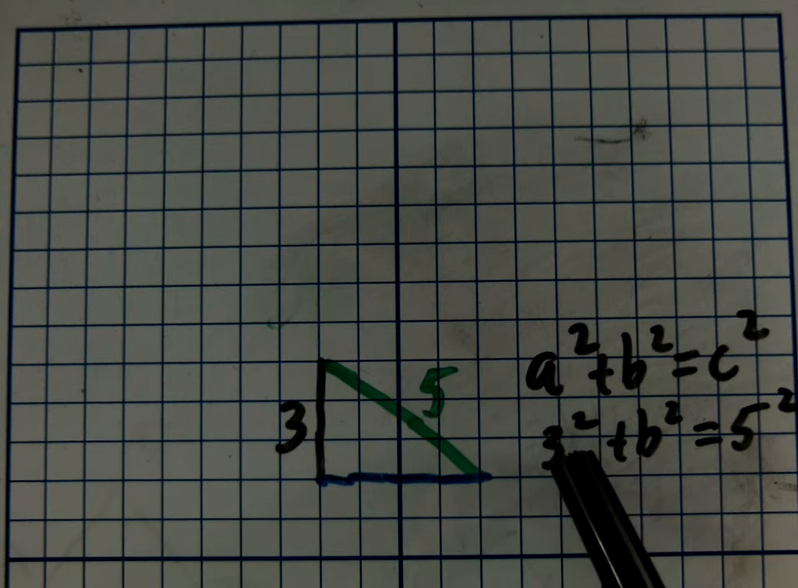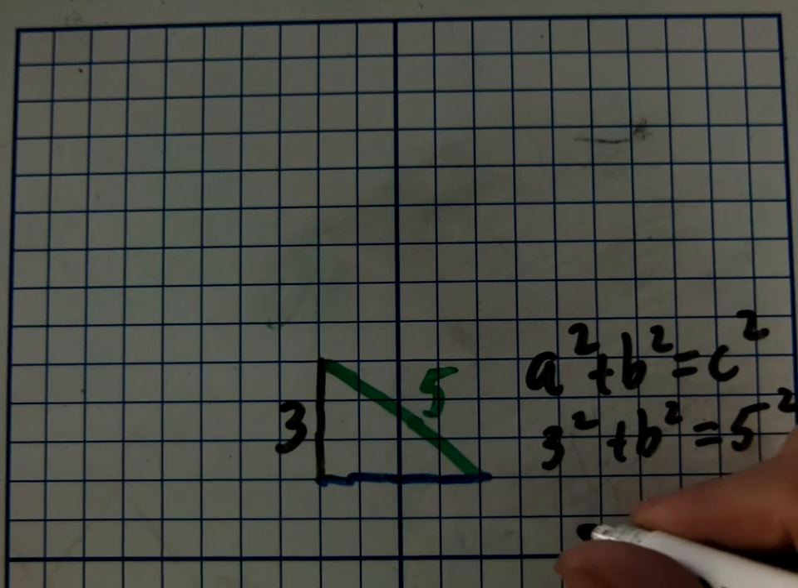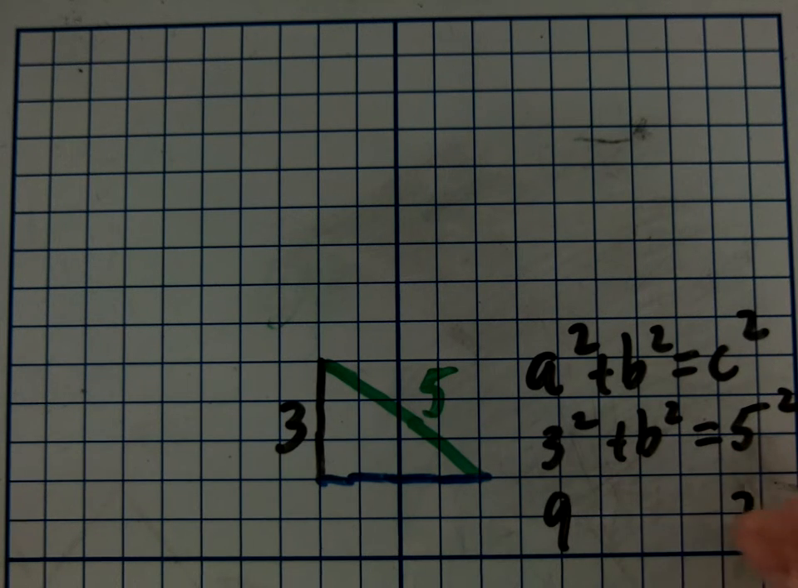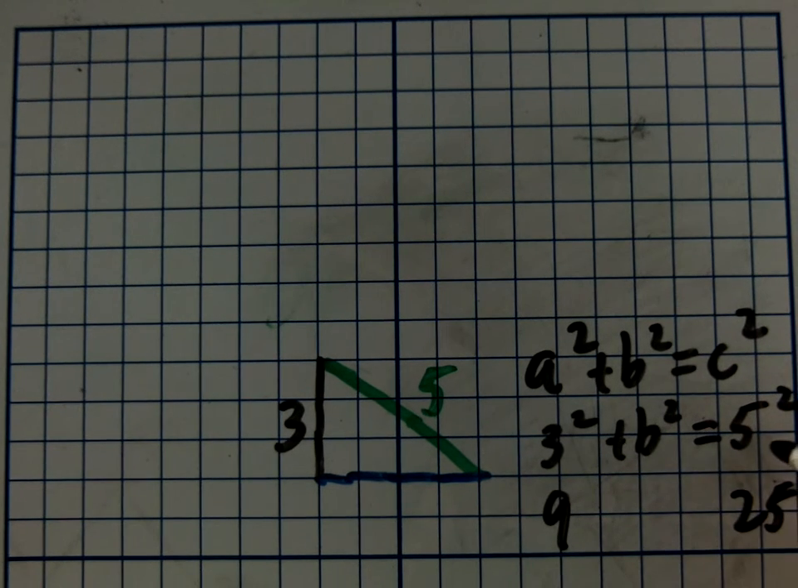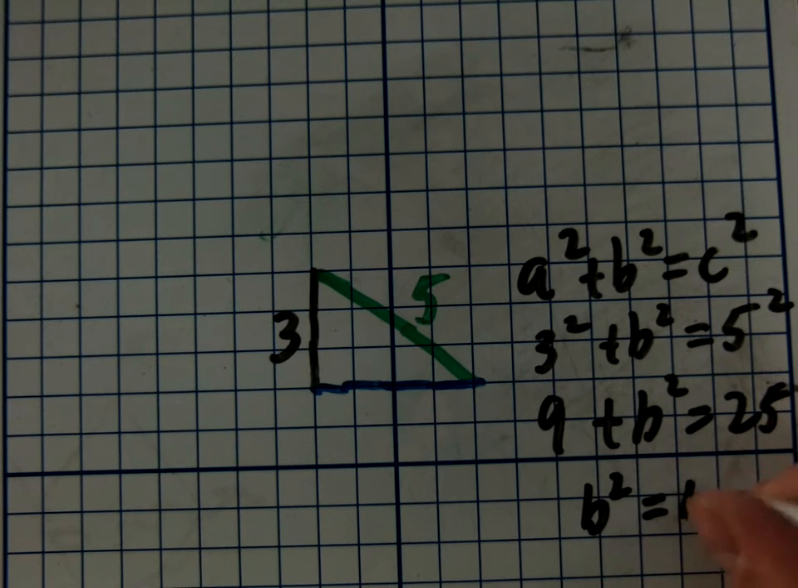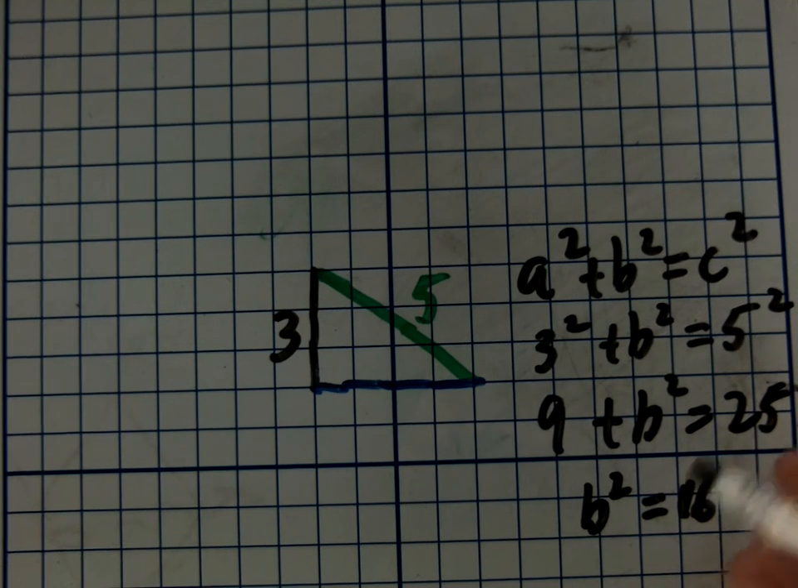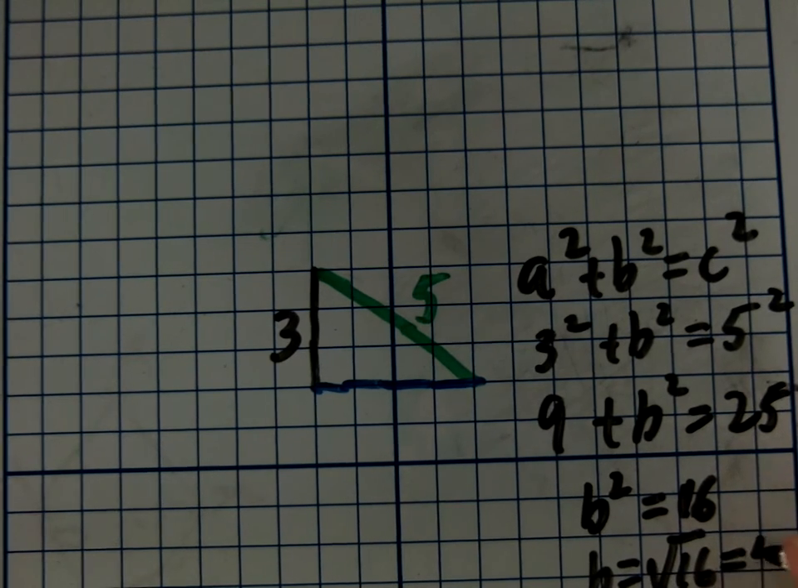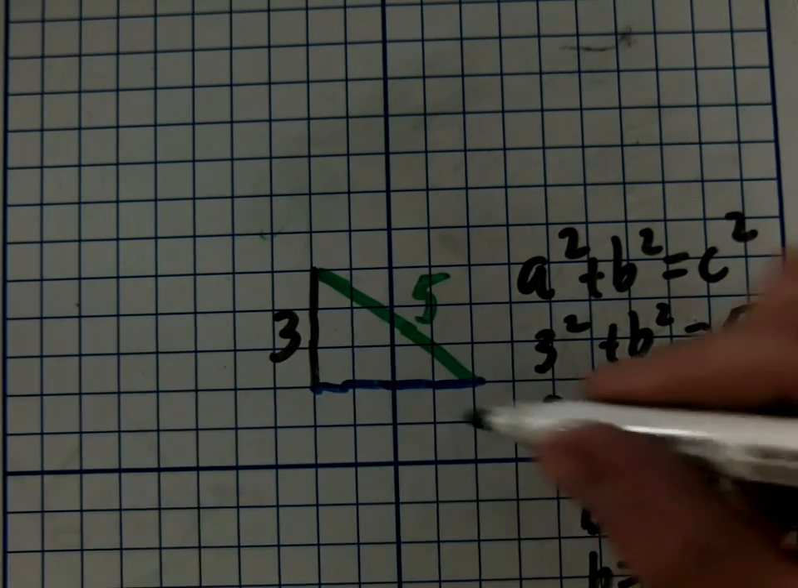Alright, so 3 squared is equal to 9, and 5 squared is equal to 25. When I subtract 9 from 25, I get 16. And the square root of 16 is equal to 4. Therefore, b is equal to 4. This missing length right here.